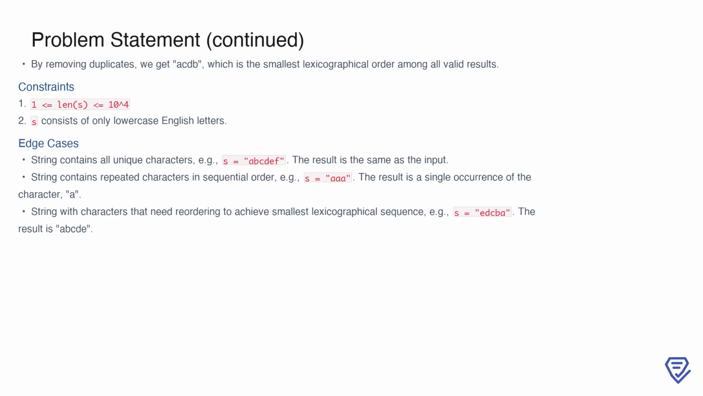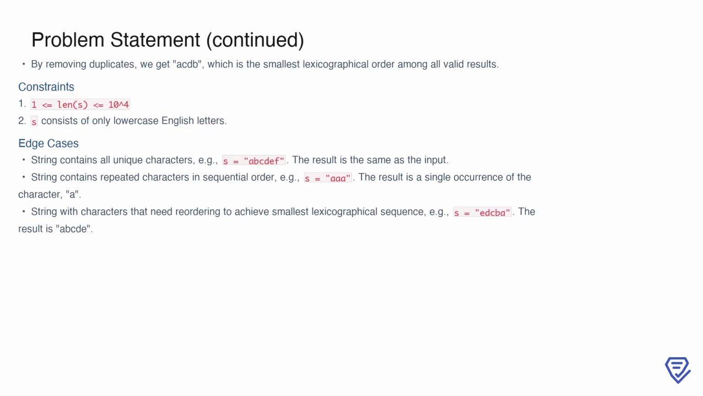all valid results. Moving forward, let's consider the problem constraints and some edge cases. The constraints ensure that the input string will always have a length between 1 and 10,000, and it will only consist of lowercase English letters. For edge cases, if the input string contains all unique characters, such as S equals ABCDEF, the output will simply be the same as the input since no duplicates need to be removed.